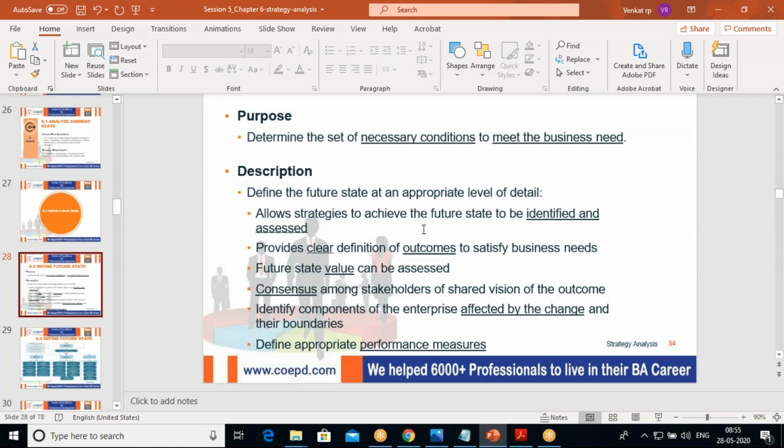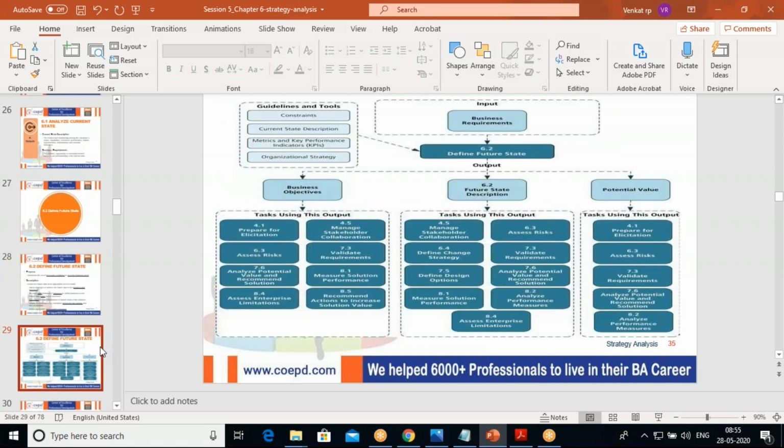So all this we are going to make it up here. And if you see here, it is going to take one input, that is business requirements, and we will define the future state. And if you see the guidelines, we have to consider constraints, current state description, metrics and key performance indicators, and organization strategy will be considered as the guidelines. And we have 3 outputs. What are those 3 outputs? Business objectives, and we are going to define the future state description, and then we have the potential value. These 3 will be the outputs for us.